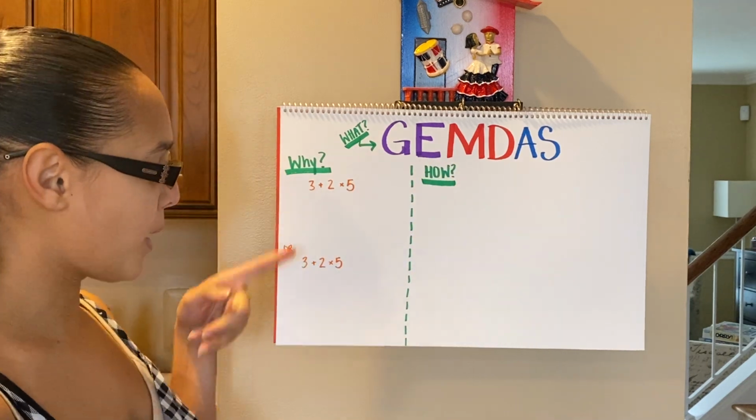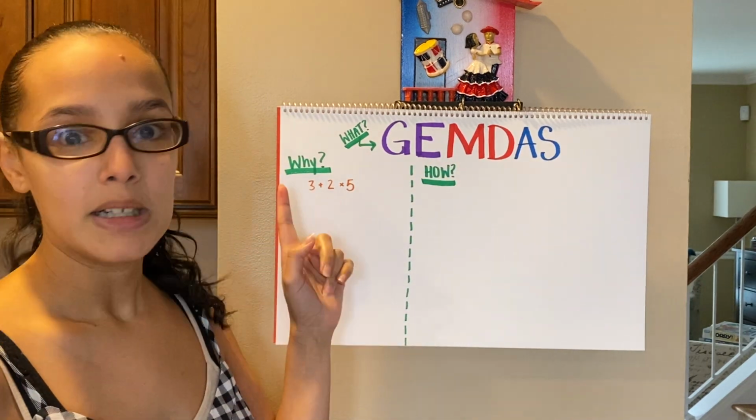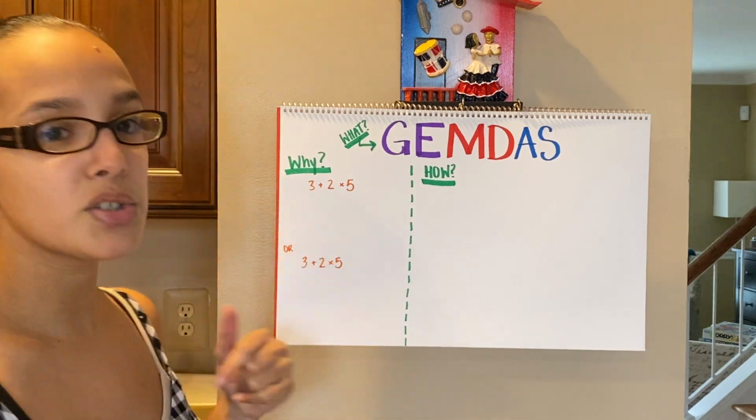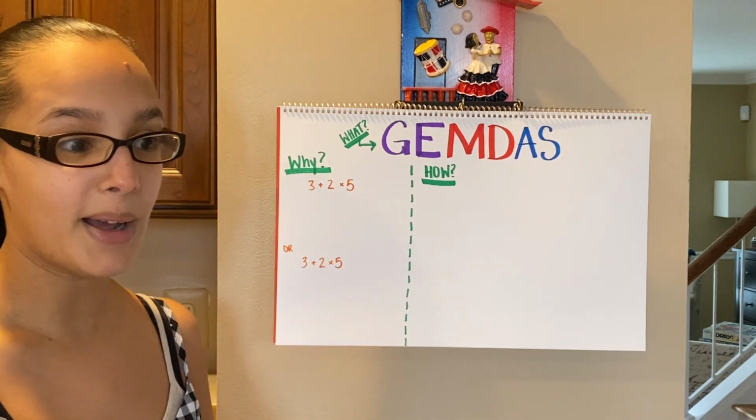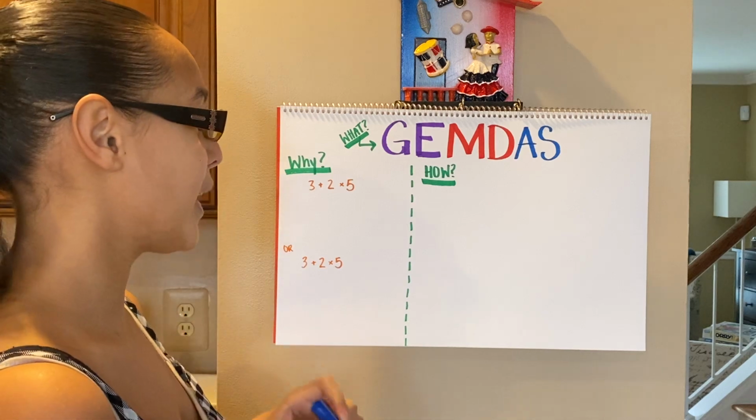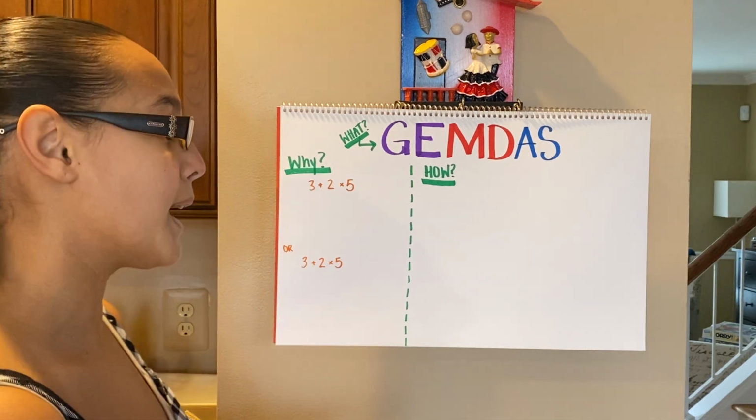So here I have the same problem written twice. 3 plus 2 times 5. So I'm going to solve it in two different ways, and then we're going to think about how that could be a really big problem if we end up having lots of different answers for the same math problem.